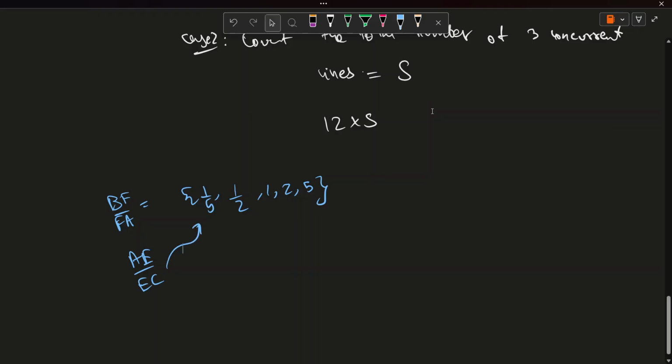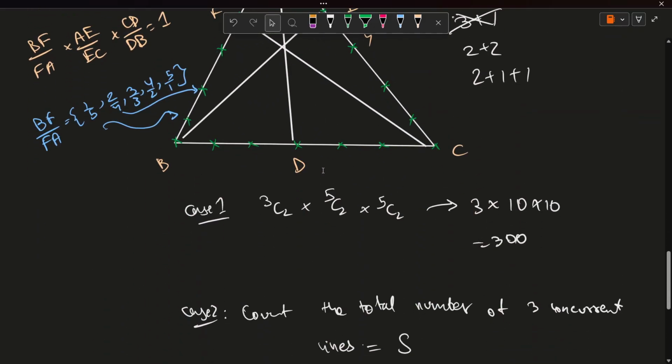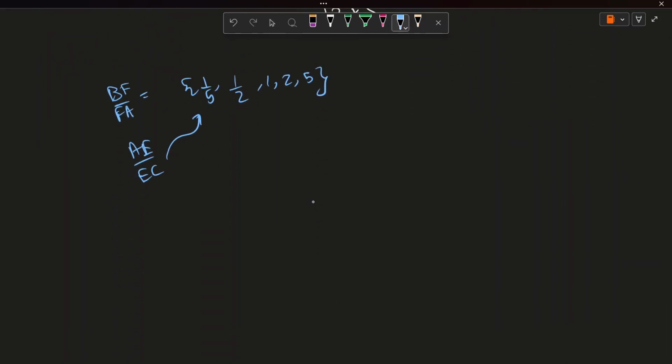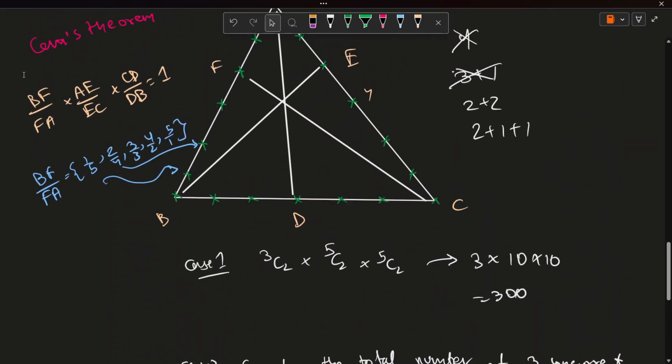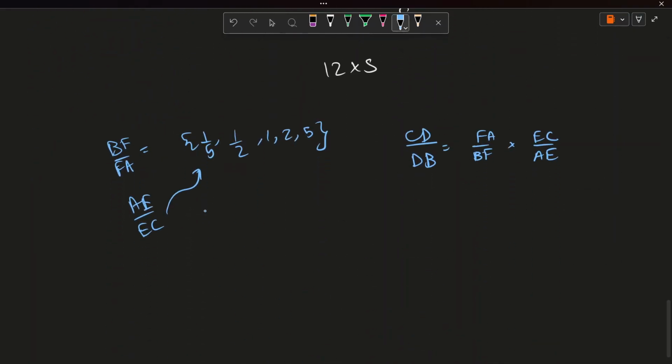And notice that CD by DB, by using Ceva's theorem, is equal to FA by BF into EC by AE. So basically we use this fact and take these two terms to the opposite side. So this relation we get, and notice that CD by DB also belongs to this set.